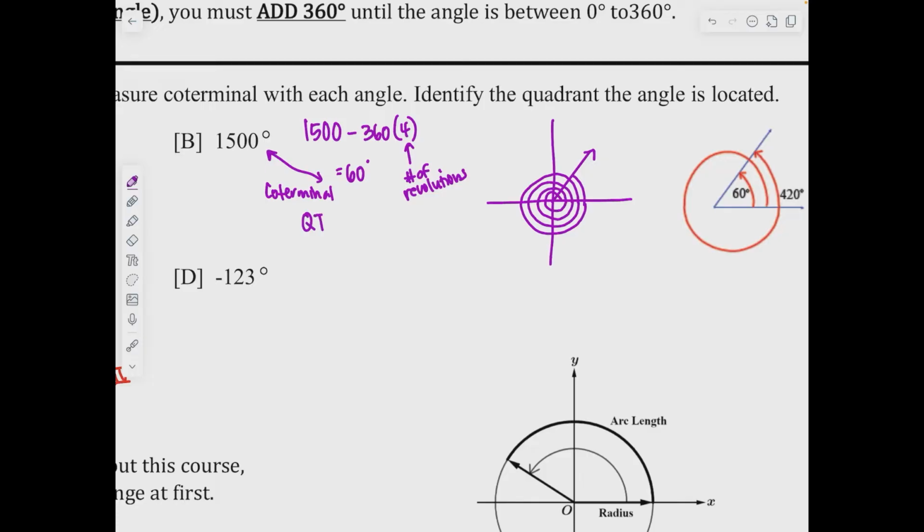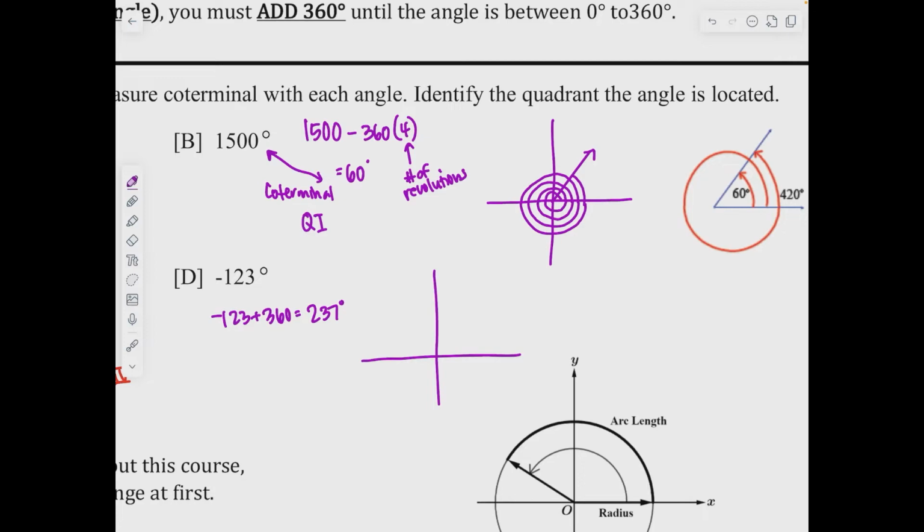So that is located in quadrant number 1. Okay, and then the last one is negative 120 degrees. So negative 123, if I add it to 360, that's going to give me 237 degrees.